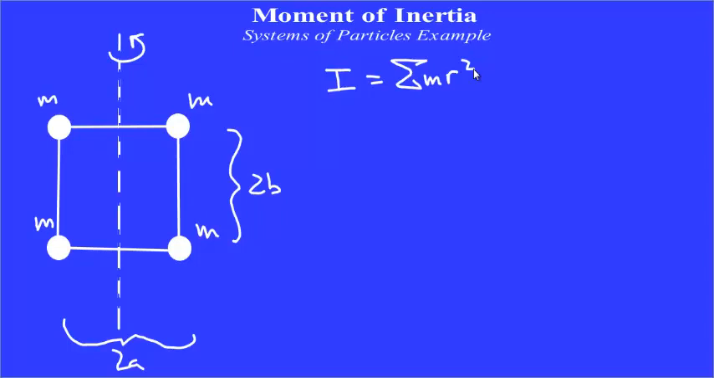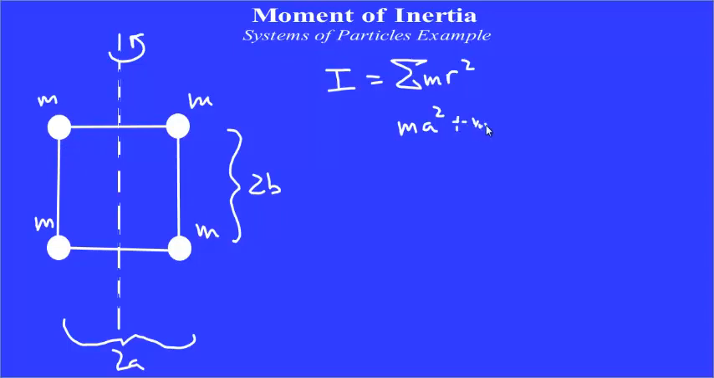Hopefully you'll see that each mass is a distance a away. Not the actual point-to-point distance. In other words, notice we're not measuring from the center of the object out like that. That's not the distance that we're measuring. We're simply measuring the perpendicular distance between the axis and the object. And that's just going to be a.